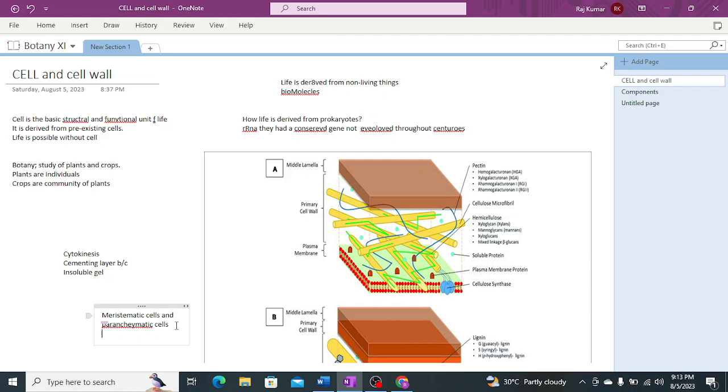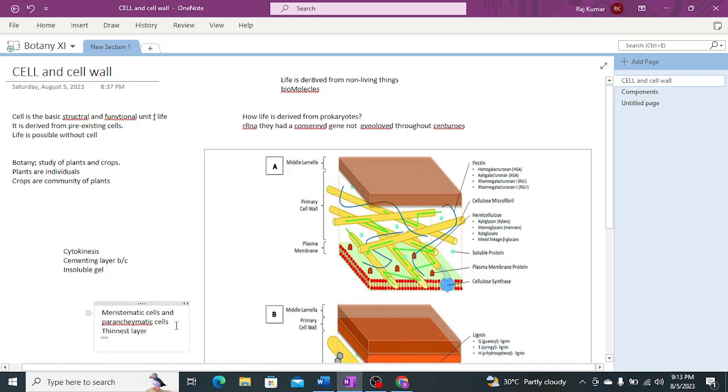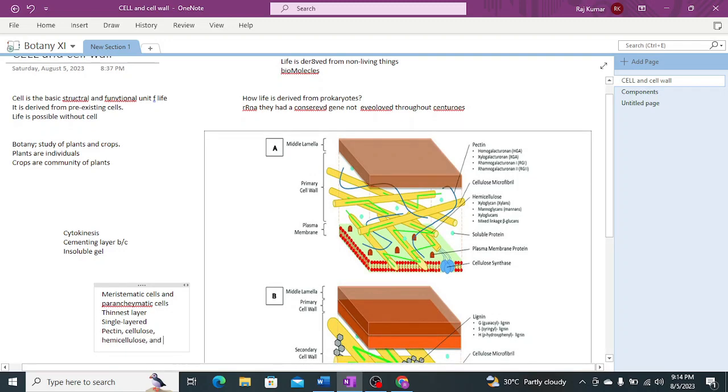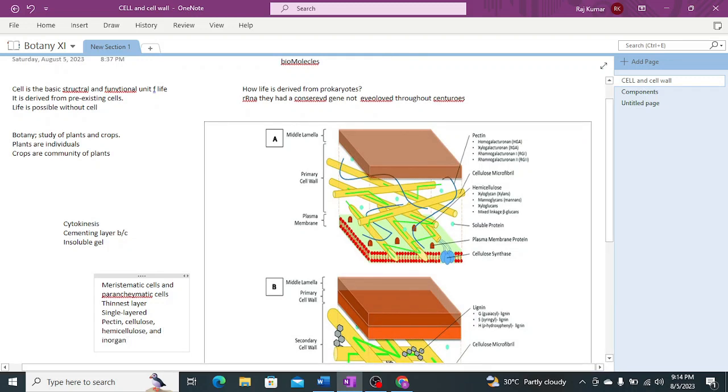This is a very thin layer. It is the thinnest layer because it is single layered. And what do we have inside the primary cell wall? We have pectin, cellulose, hemicellulose, and last but not least, inorganic salts like calcium and magnesium, but these are found in really negligible amounts.